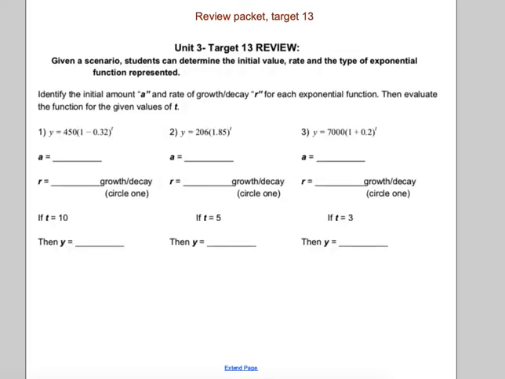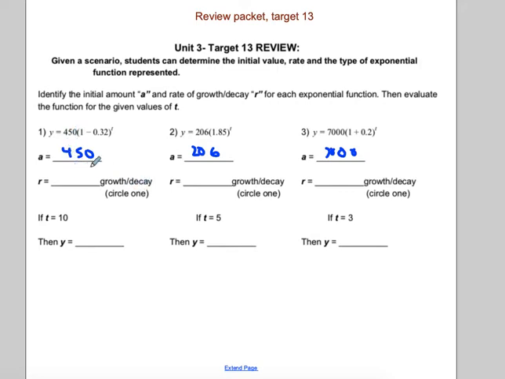Next sheet. So here's the target 13. Here are our different scenarios. A is the initial amount. The initial amount is going to be this number out front, so I can fill those in really fast for all of these. 450, 206, 7,000. Easy. Or, well, you can see it right there if you know what you're looking for.